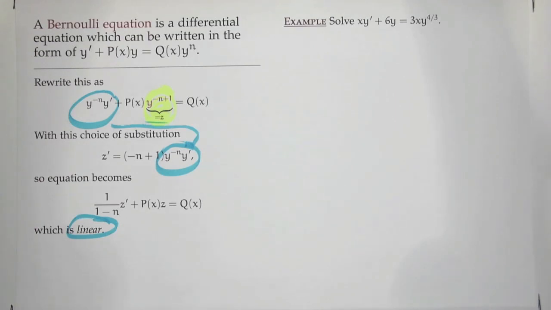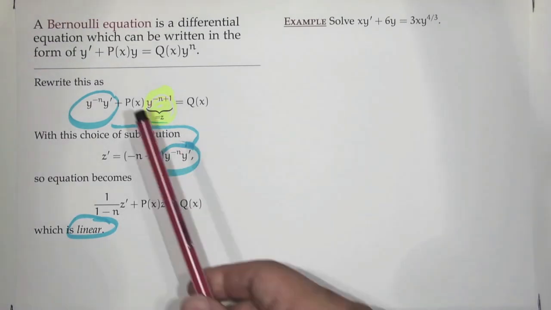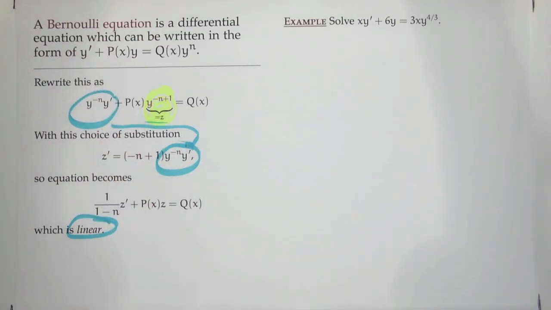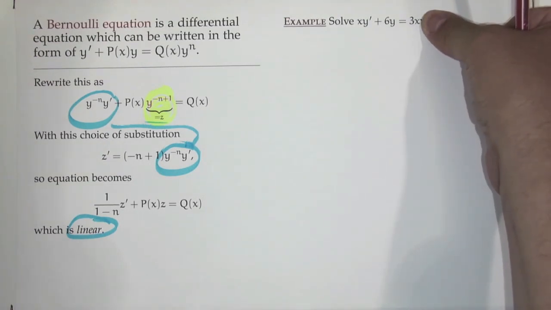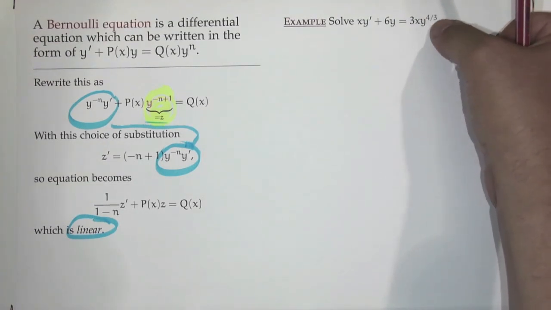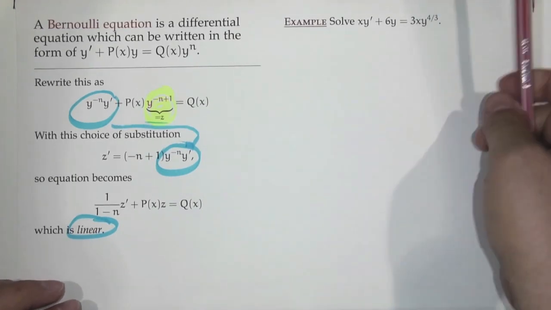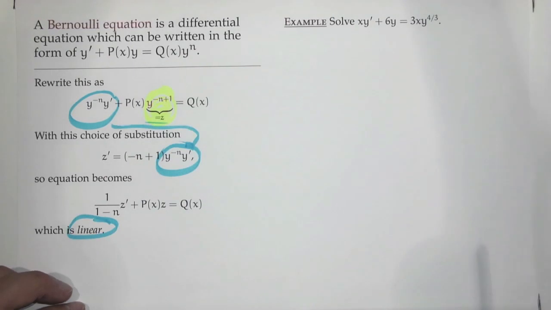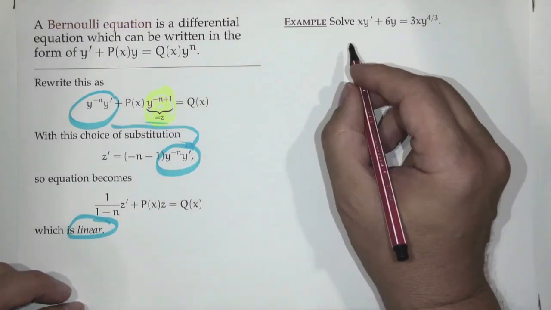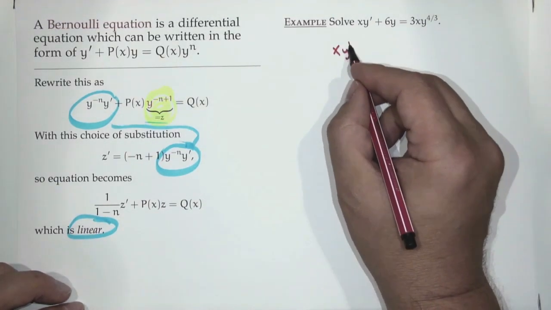Okay. So here's a quick example. We'll just update this. x y prime plus 6y equals 3x y to the 4/3. So, first off, is it Bernoulli? Yes. If you covered up that y to the 4/3, it's linear. So Bernoulli basically says, it's just that extra power of y that ruins it from being linear. Say, okay, step 1, divide by y to the 4/3. That's what I like to do.